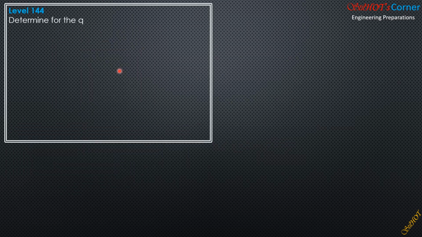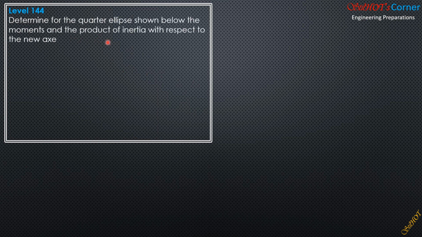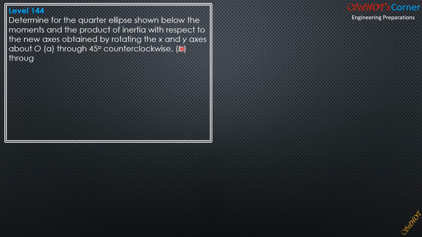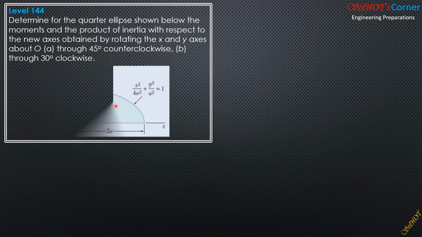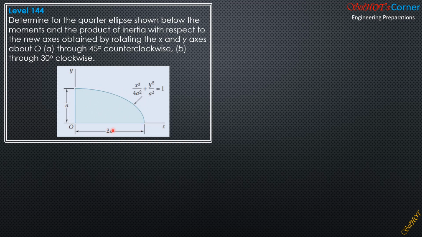Level 144, determine for the quarter ellipse shown below the moments and the product of inertia with respect to the new axes obtained by rotating the x and y axes about O. For part A, through 45 degrees counterclockwise, so that's a positive angle, and through 30 degrees clockwise, this is a negative angle. So here's the given figure where A is supposedly 2A and B is A, because this is B and this is supposedly A for this ellipse.